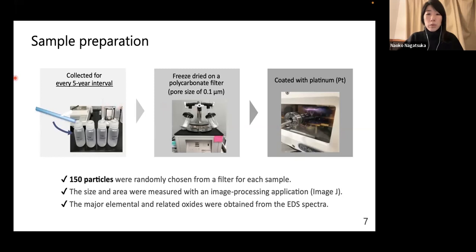We randomly chose 150 particles from a filter for each sample and measured the size with an image processing application. We also obtained the composition from the EDS spectra.